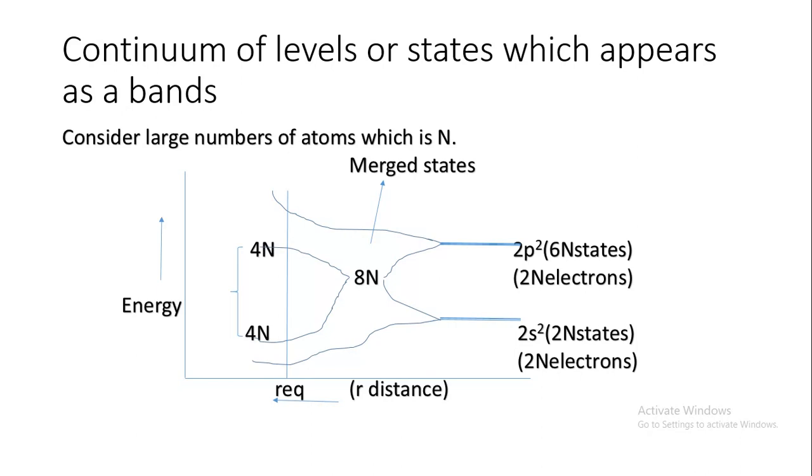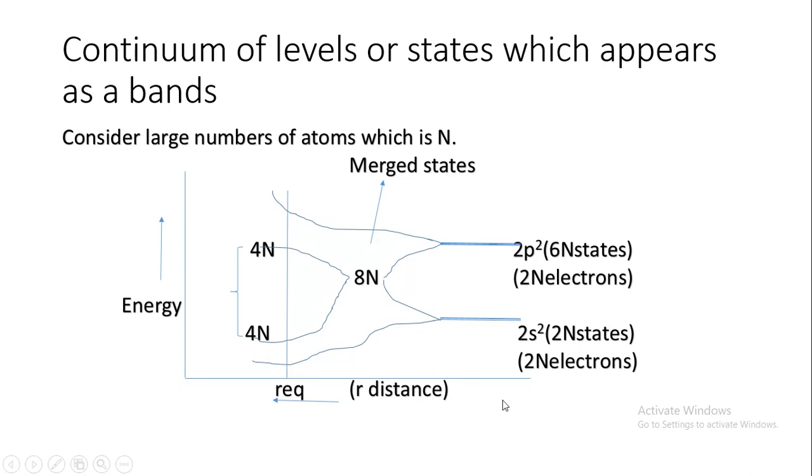So if we are bringing n number of carbon atoms very close to each other, you can see we are going in this direction, from right to left. You can see the arrow here, we are decreasing the distance between two atoms. You have to imagine it like this, because we cannot show n number of atoms here.